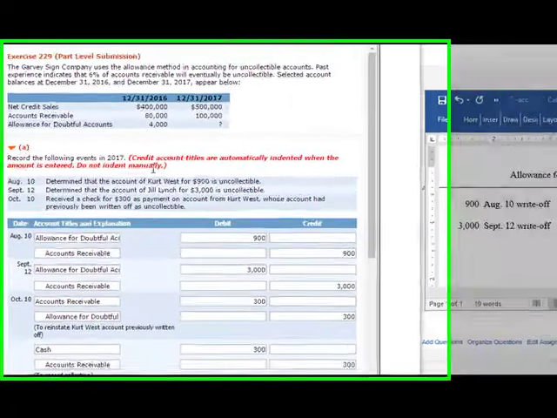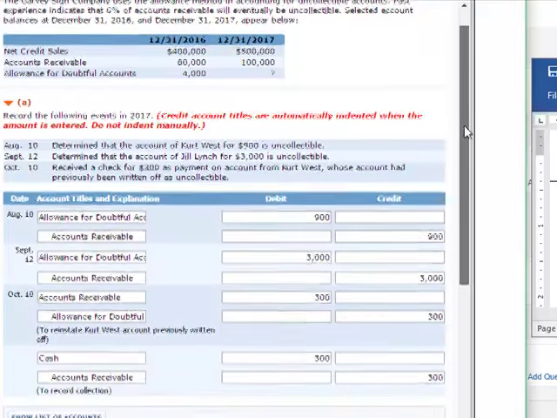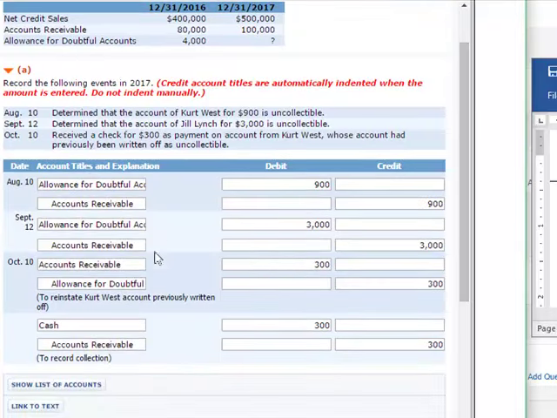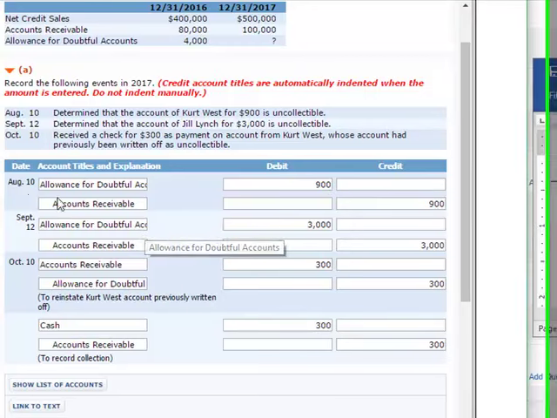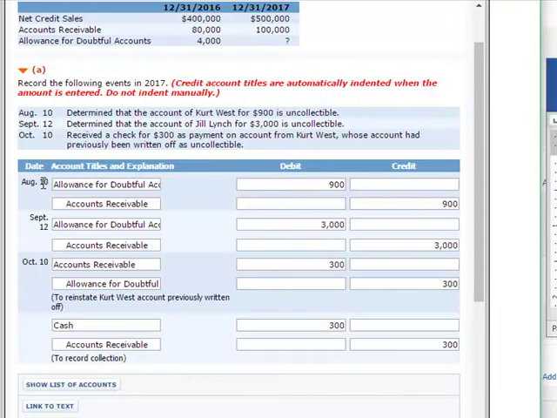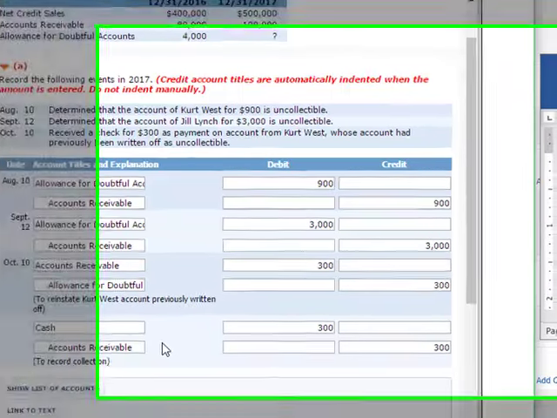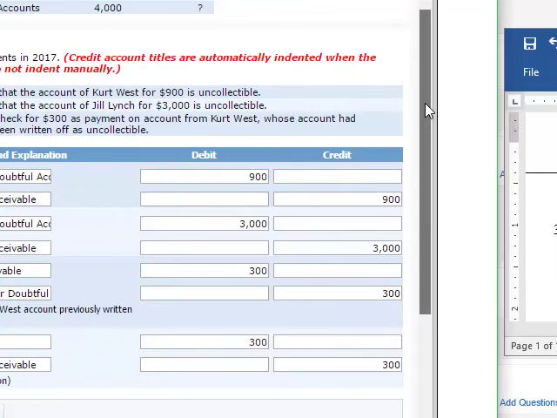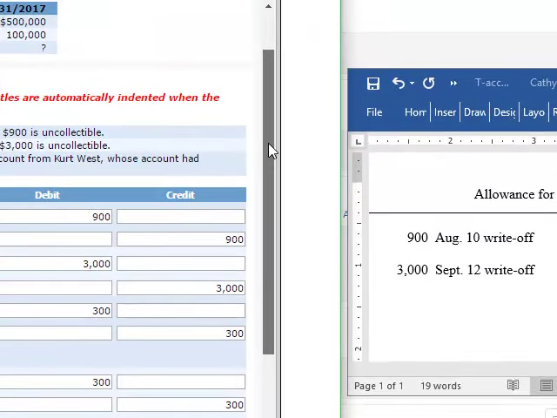So in the first part of exercise 229, you're asked to prepare journal entries to record the write-off of 2 account receivable balances. So one write-off on August 10th, one on September 12th, and then on October 10th, there's a recovery of a bad debt. So you will record the reversal of the original write-off and then record the receipt of cash.